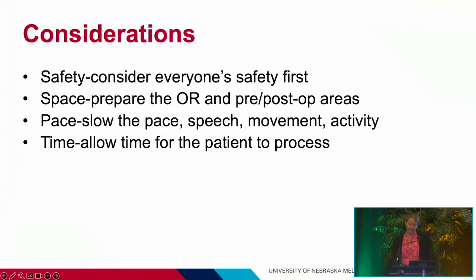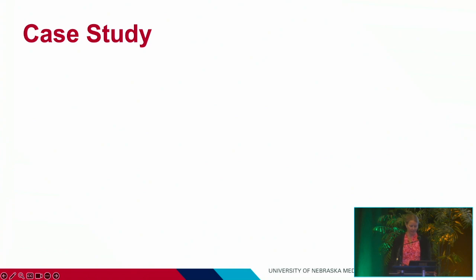So key considerations just to keep in mind: safety. Even though often these children start out small, they can become big. I recently took care of a 300-pound autistic child. And then just preparing the space and the staff that will be taking care of the patient. And really slow the pace and slow your speech, slow down your movement and activities. Allow time for the patient to process.